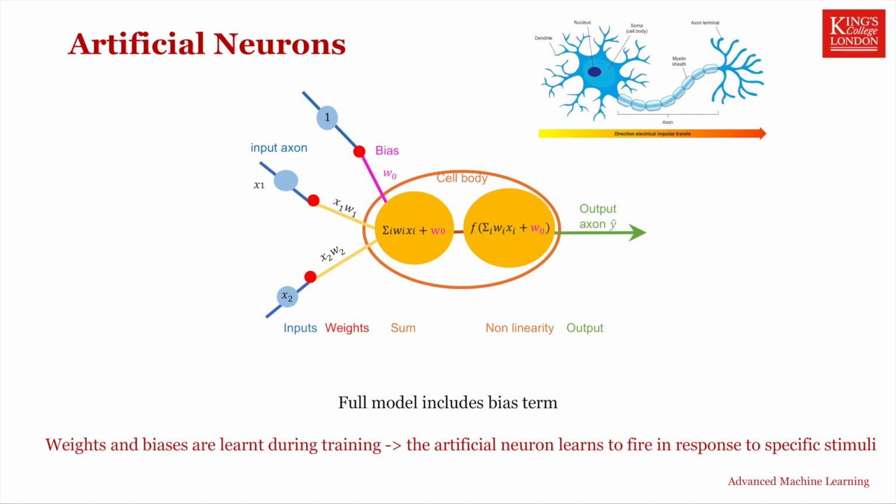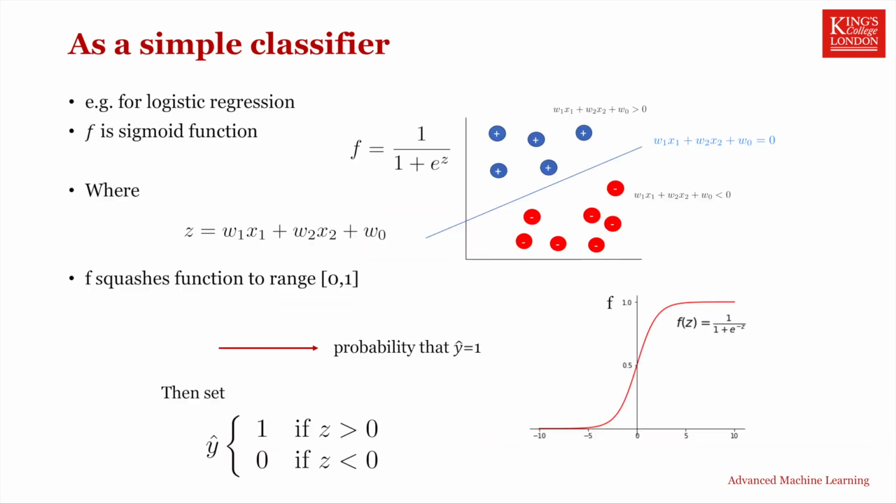The idea with neural networks is that we will learn the weights and biases during training by changing them so as to minimise some cost function or loss. This will tune certain neurons to respond more or less strongly to different types of input. In this way, individual neurons can be viewed as simple classifiers.